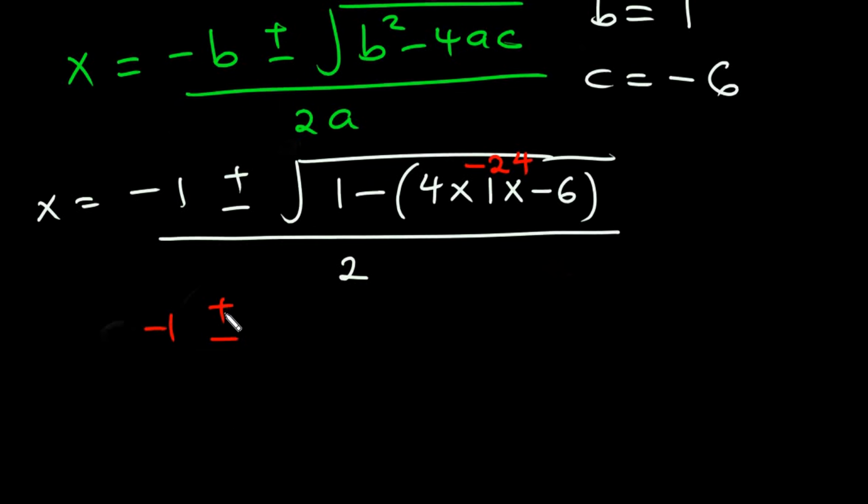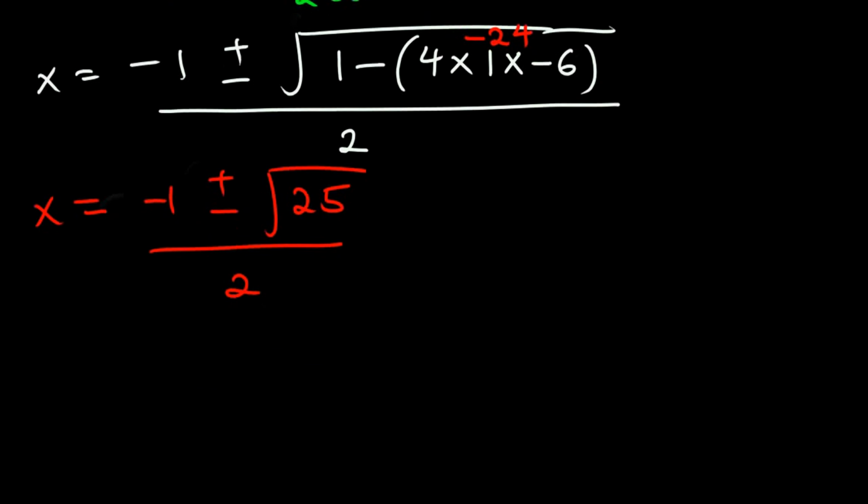So we have negative 1 plus or minus the root of 25, all divided by 2, after we have simplified it. Now let's get the square root of 25. The square root of 25 is 5. So x is equal to negative 1 plus or minus, and instead of the root of 25, we're going to have 5, and then all these divided by 2.